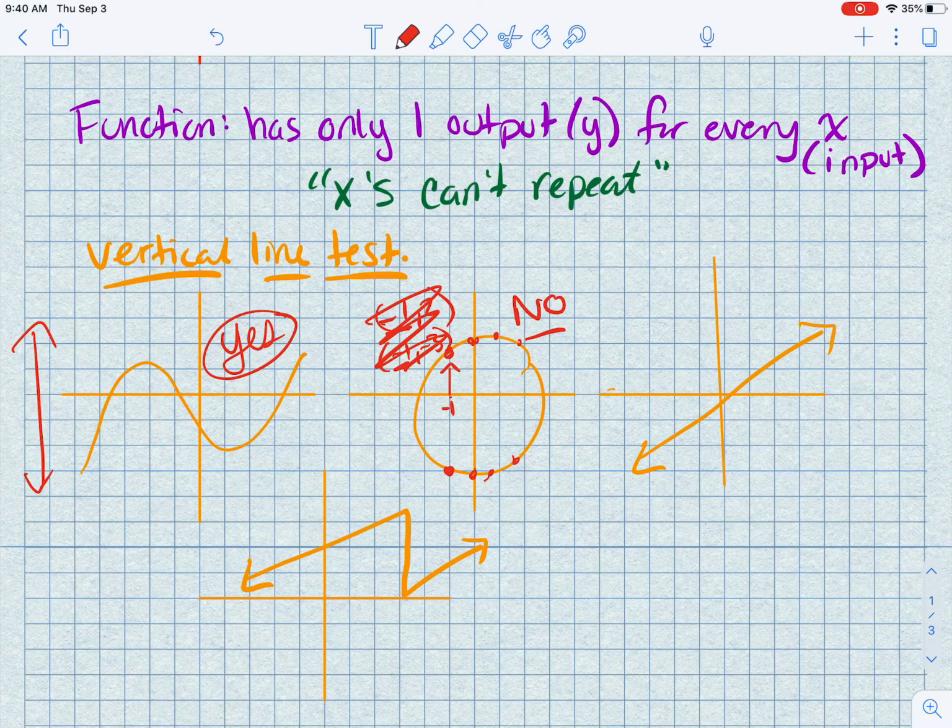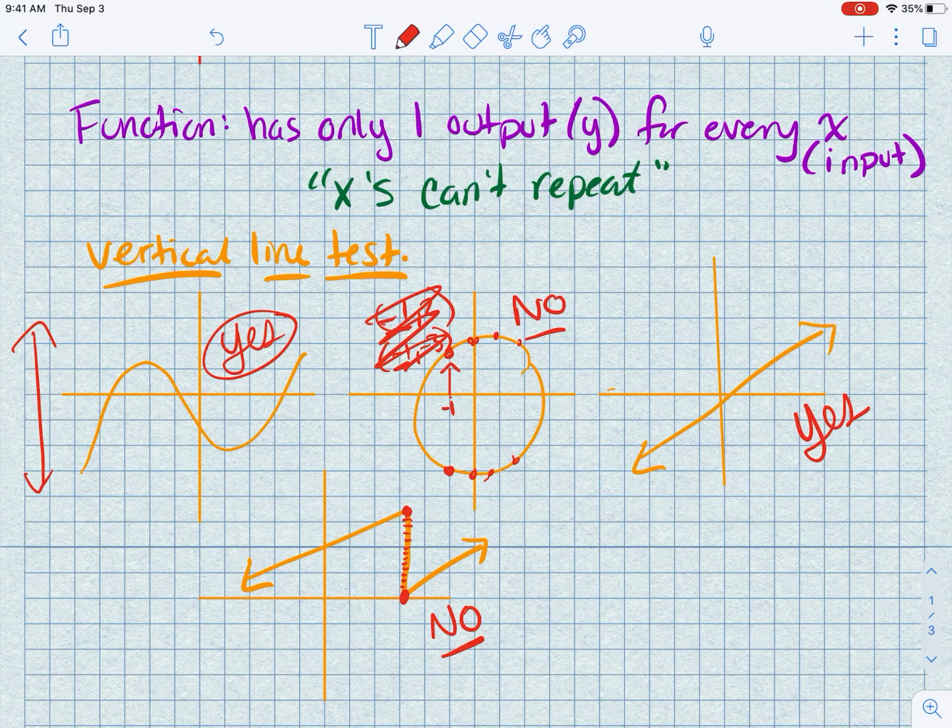Okay, next one, straight up and down, straight up and down. I'm only hitting 1 point, 1 point, 1 point, 1 point. We're good. So yes, this would be a function. Last one. Okay, hands straight up and down. I'm going to go side to side from left to right. And, oh, when I hit right here, look at all these outputs all the way down here. Those are all different Y values for the same X value. So my vertical line test failed. So is this a function? No. Okay, so there's your vertical line test.